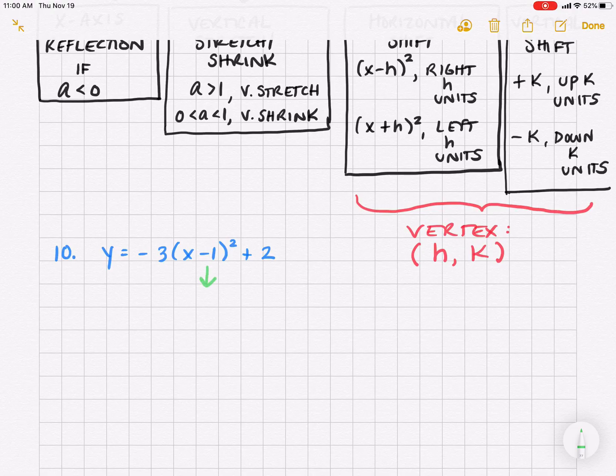The x coordinate of the vertex is going to be +1 because remember, x minus 1 squared means we move right 1 unit. And the y coordinate of the vertex is 2 because this means it moves up 2 units. And so that makes things a little bit easier when we can just go ahead and pull out the vertex rather than having to use the little formula.